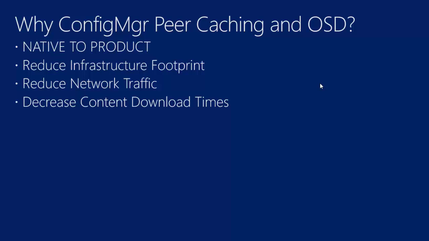Right? Reducing network traffic is a big one. So you can respect the slower WAN links maybe that are out there, or even the big WAN links that you don't want to saturate with ConfigMgr traffic. And then fourthly, the ability to decrease content download times. If you're on the same network segment with a peer, you can likely pull that content much faster than going over a WAN link, again, depending on speed.